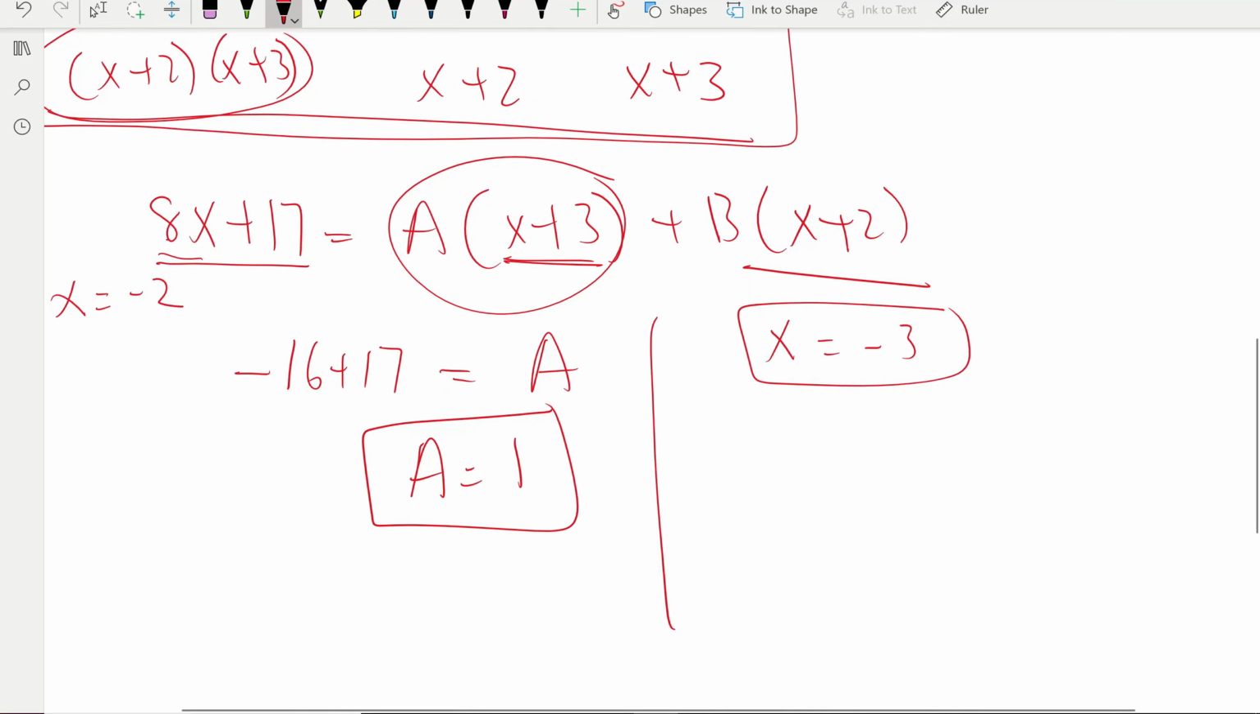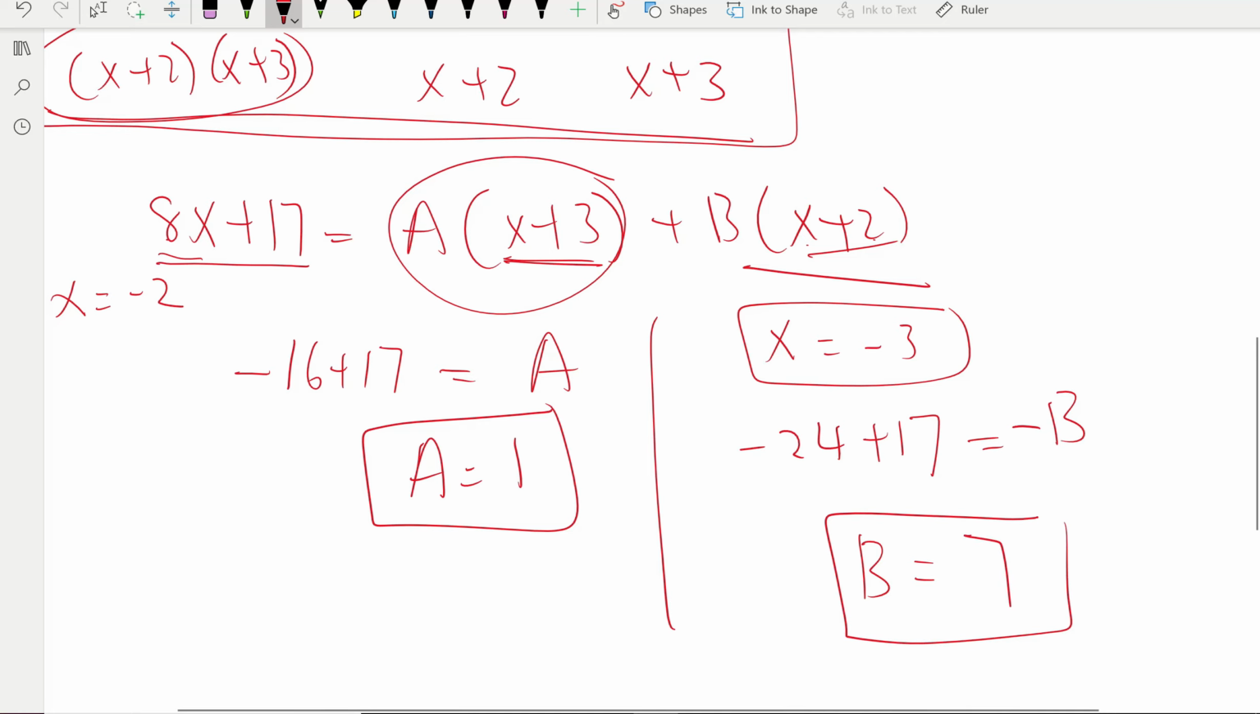Now if you use x equal to negative 3, the other magic number here, we can find b. So negative 24, if you substitute negative 3, plus 17, okay, is equal to negative 3 plus 1... negative 3 plus 2 is negative 1, so negative b. So here it seems to be like what? b is going to be 7, right? Yes, b is going to be 7.